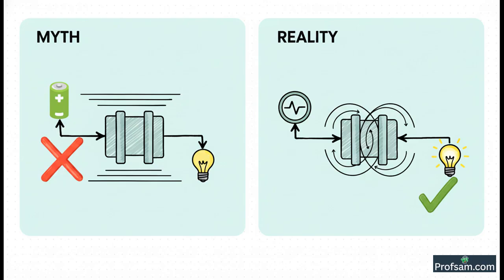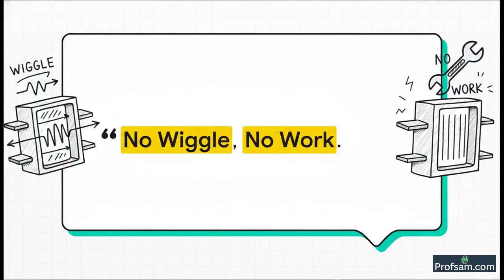Nothing happens. So I want you to remember one simple line for your exam for life. Just say it with me: no wiggle, no work. What do I mean? That magnetic field has to wiggle, it has to change, it has to oscillate for the transformer to do its job. A steady, constant DC field, it's just sitting there. It's completely useless for a transformer. So always remember, no wiggle, no work.